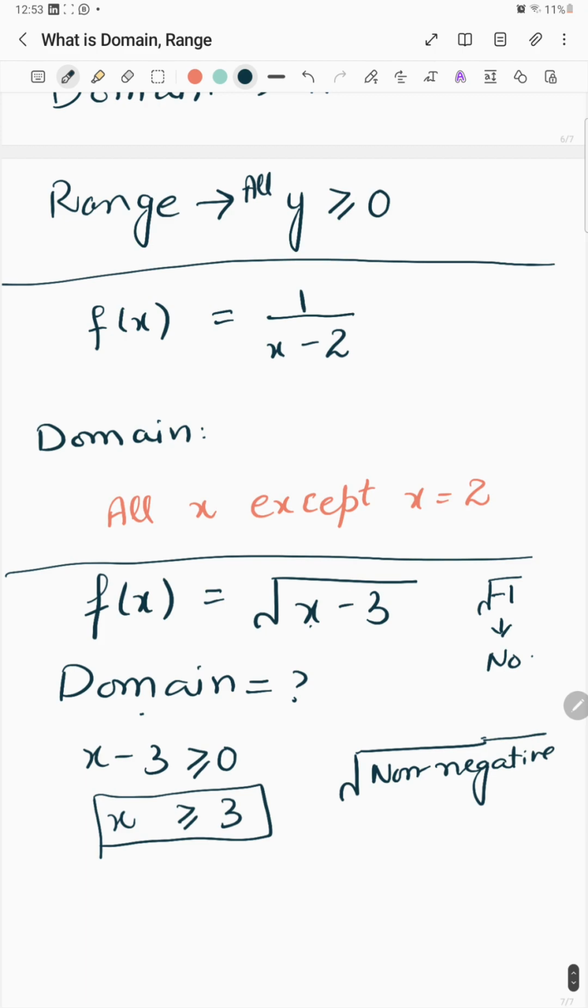So whenever you have any function of the type of square root, you just need to know that we cannot have a negative value under the square root. So the values under the square root will always be non-negative. So it would be greater than equal to 3.